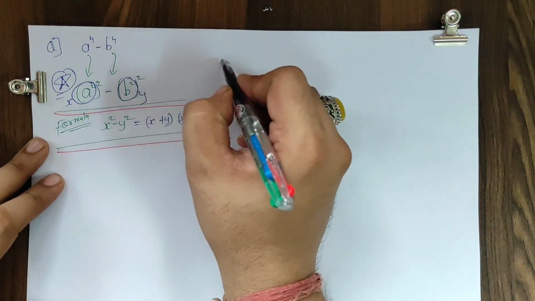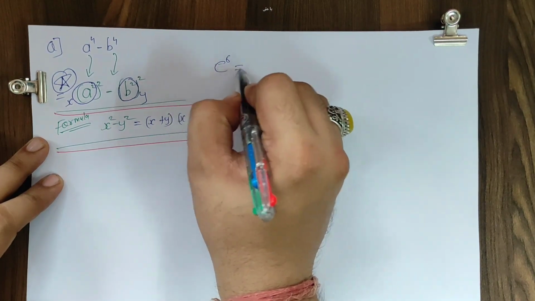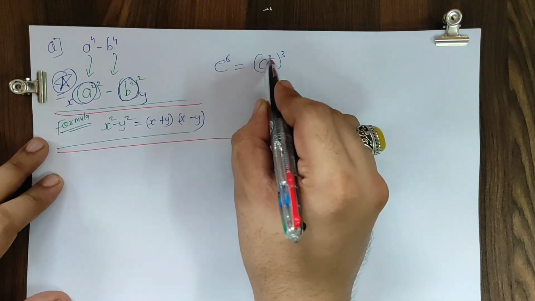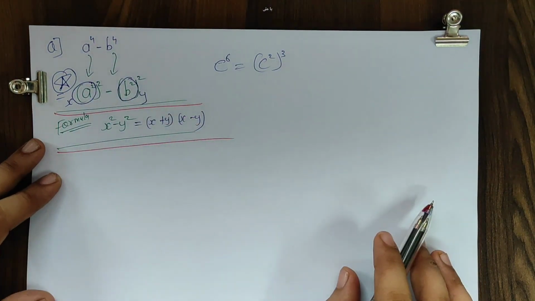Let me give you one more example. If somebody tells you I have suppose c raised to 6, so you can write it as c raised to 2 and bracket के बाहर 3, because bracket means multiplication. 2 3s becomes 6. Similarly 2 2s becomes 4. This is how we can do.